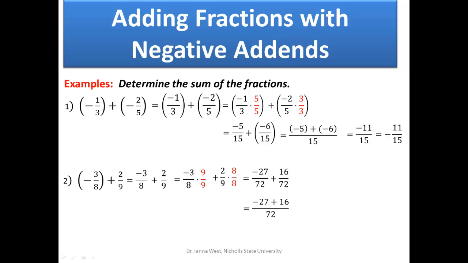Recall from part 1 of this series that when you add two numbers with unlike signs, you subtract the smaller absolute value from the larger absolute value. That would give us 27 minus 16, which gives us 11. Then we keep the sign of the larger number, which is negative. Therefore, when we add negative 27 plus 16, we get negative 11 and carry the common denominator. But remember, this may also be written with the negative in front of the fraction.